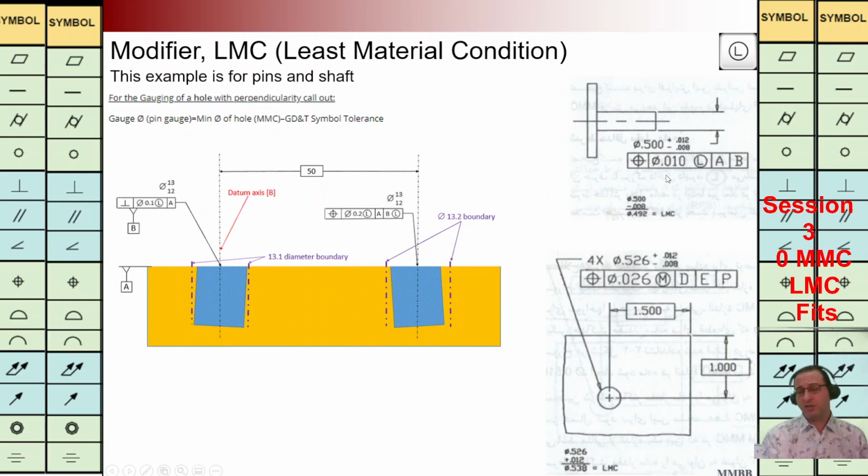And here, for this example, top right, we can see by having this value 0.5 minus 0.008, we are going to have least material condition for the pin. The same concept is going to be used for the hole. In this example, as we can see here, bottom right, in this figure, the diameter of the hole equals 0.526, it should be in this interval.